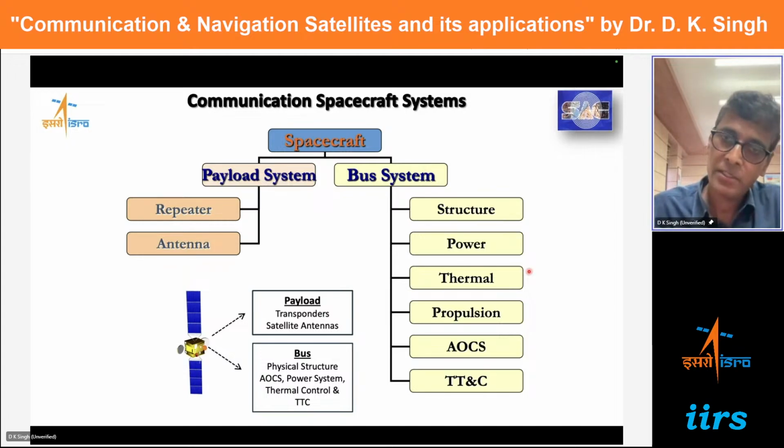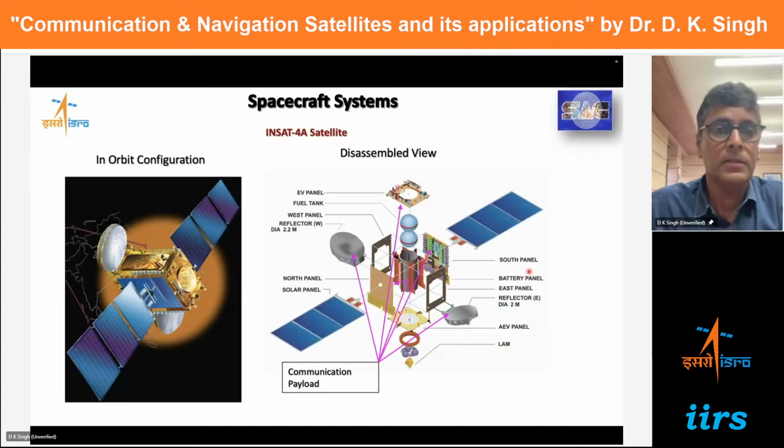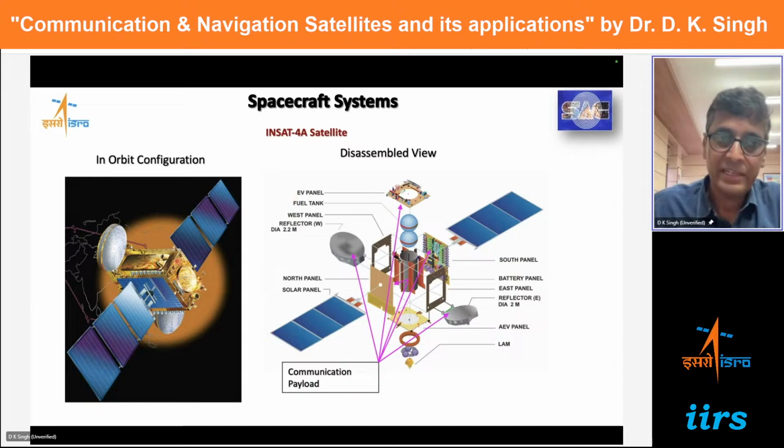Protecting it from the harsh environment of space. Now this is how the satellite looks like in the orbit. This is the example of our first direct to home service satellite INSAT 4A built in India by ISRO, and this is how it looks like in space. But if you expand it, there are various parts, and the payloads are always housed on panels. They are called north and south panel, like here and here.